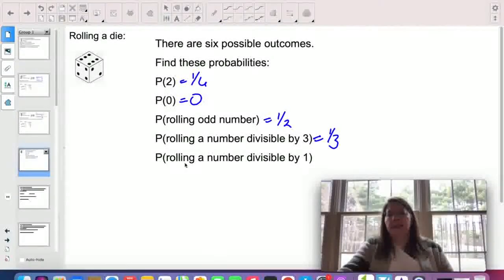What's the probability of rolling a number divisible by 1? Well, think about that. Isn't every number divisible by 1? 1 divided by 1 is 1. 2 divided by 1 is 2. Any number divided by 1 is itself. So the probability of rolling a number divisible by 1 is going to happen every single time. So that's a 6 out of 6, which gives us a probability of certainty, which is 1.